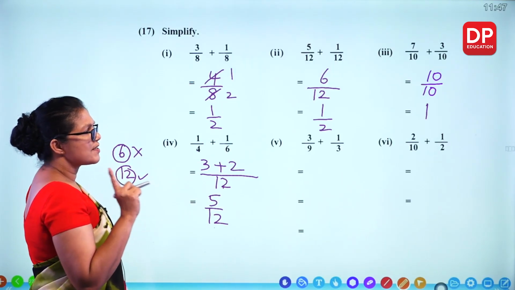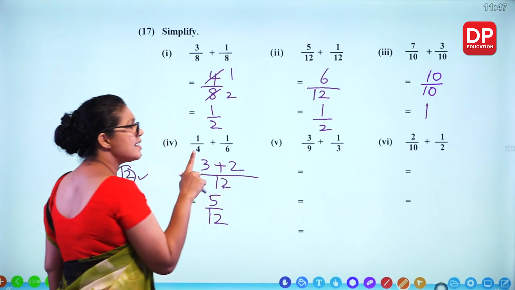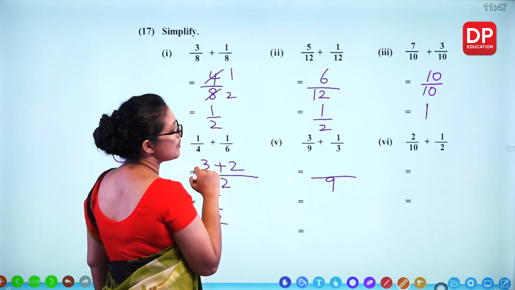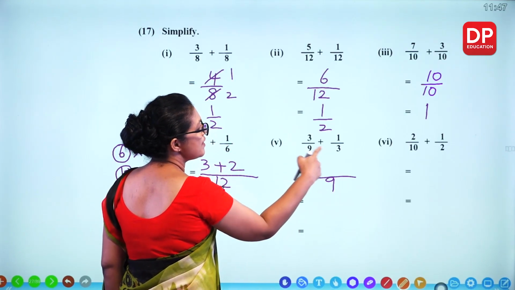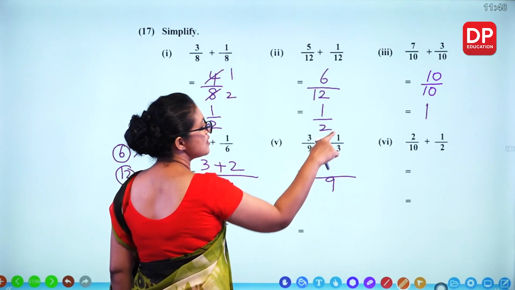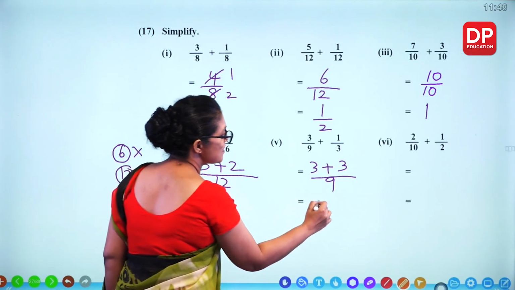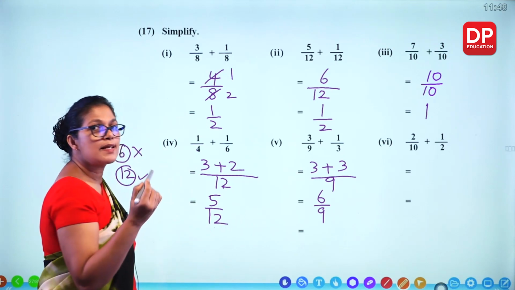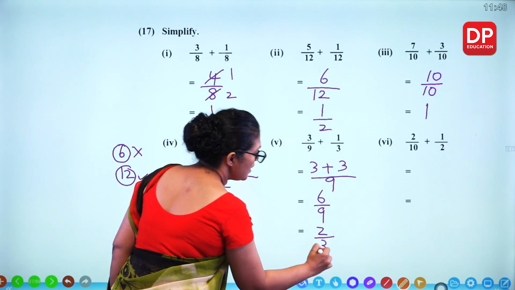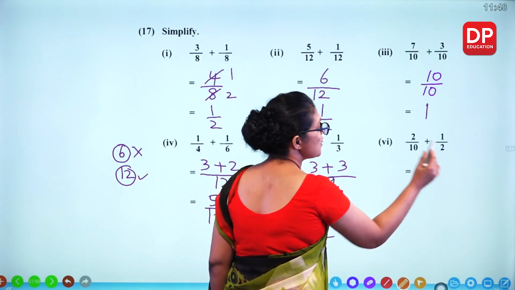Here 9 and 3, what's the lowest common multiple? Highest one is 9. 9 is divisible by 3. So 9 is the lowest common multiple. 3 is already there here. Convert to equivalent fraction. 3 times 1, that's 3. 3 plus 3 is 6. 6 over 9. Simplify further. That means divide by 3. 2 over 3.